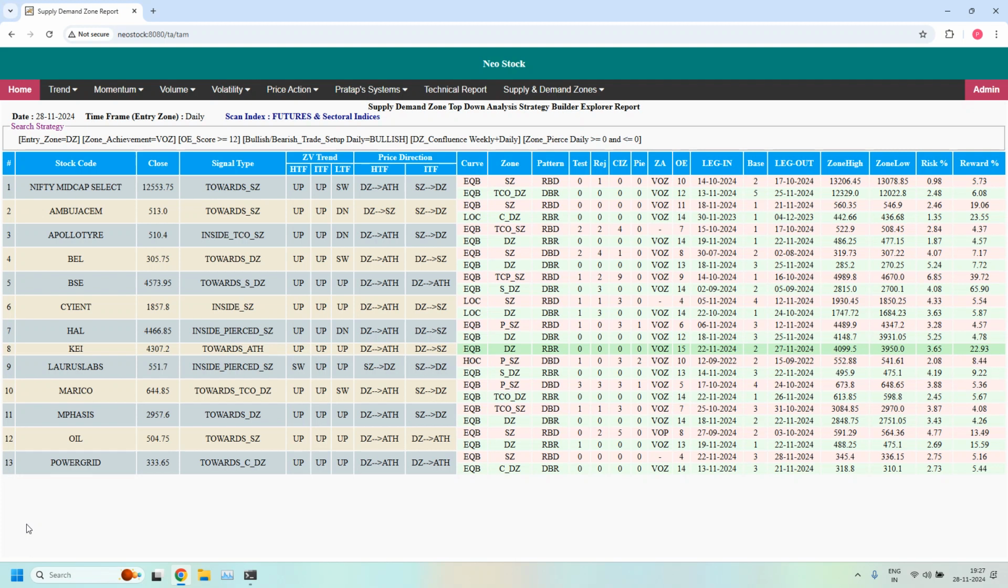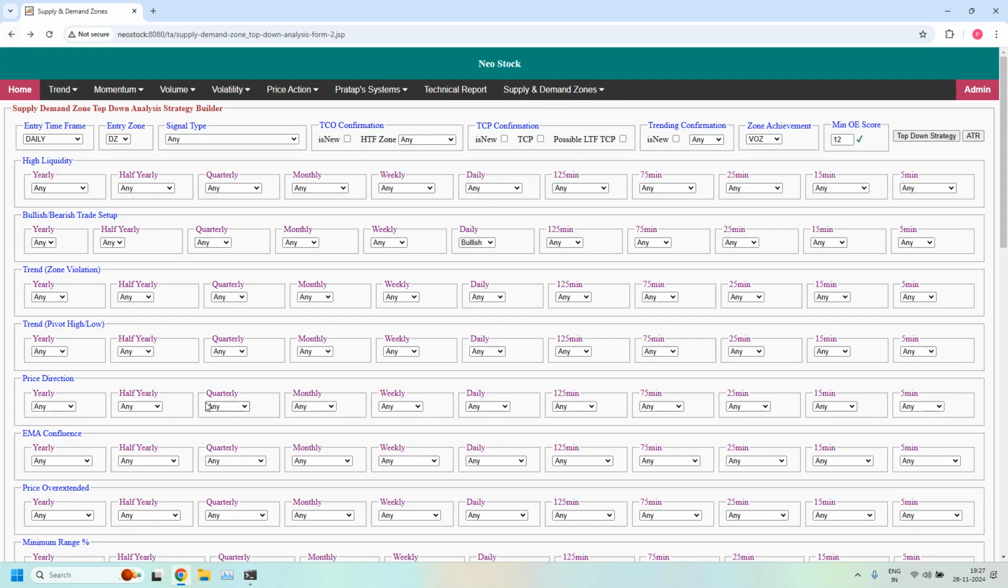And if these weekly demand zones are having weekly EMA confluence, they are even more high probability trade setups, because weekly means ITF time frame. ITF trend is up in all these stocks. So I'm going back. In the EMA confluence, weekly time frame, because the daily demand zone is part of the weekly zone. So that's why weekly demand zone, sorry, I'm selecting the wrong field.